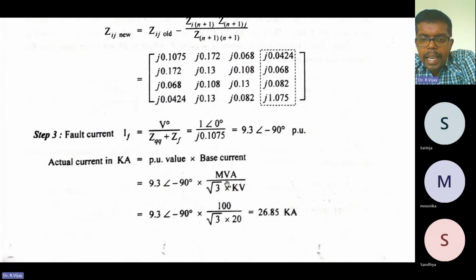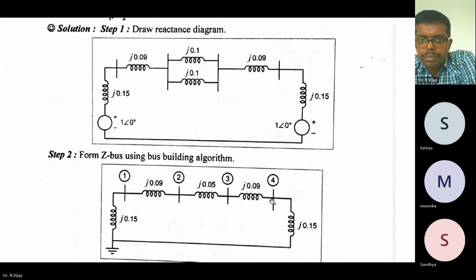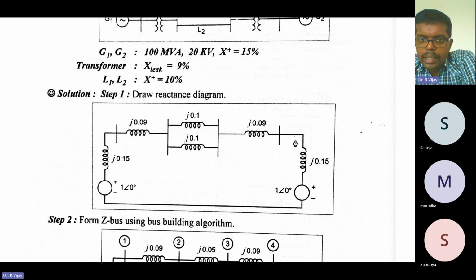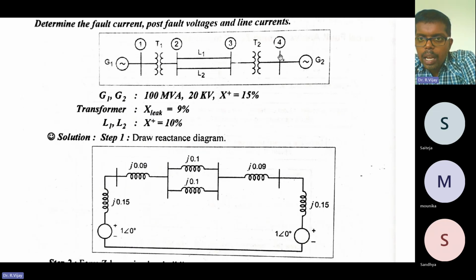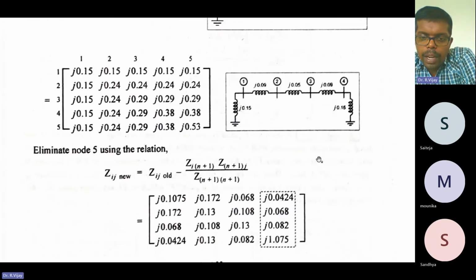So 100 MVA divided by root 3 into the kilovolt. The kilovolt is 20, as it is given as 20 kilovolt at generator 1 and generator 2. Here we are calculating at the fourth bus, so we have taken 20 kilovolt.